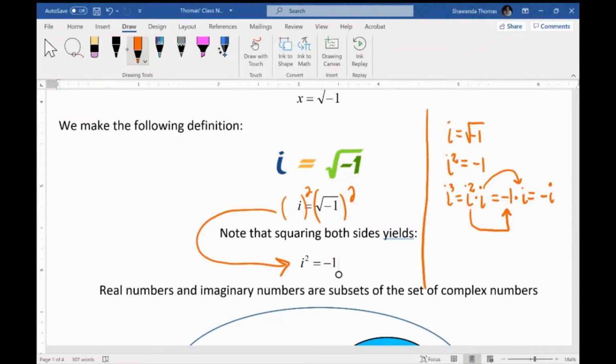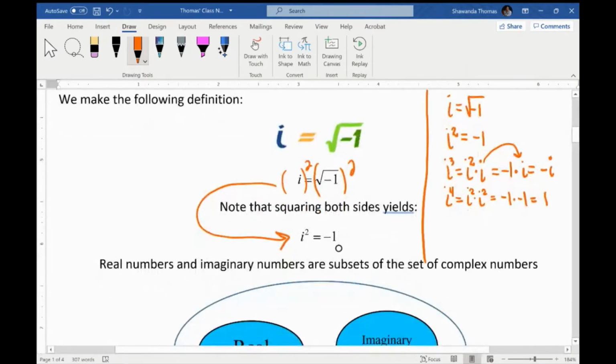We can go further than that. i to the 4th power, for example. Tell me a way that you can break down i to the 4th. i squared times i squared. That's a good one, because i squared equals -1. -1 times -1 equals positive 1.